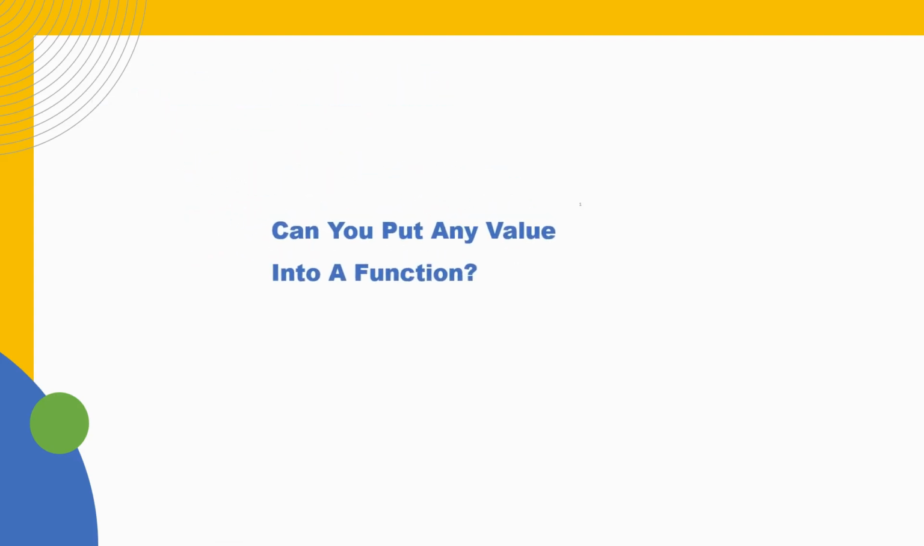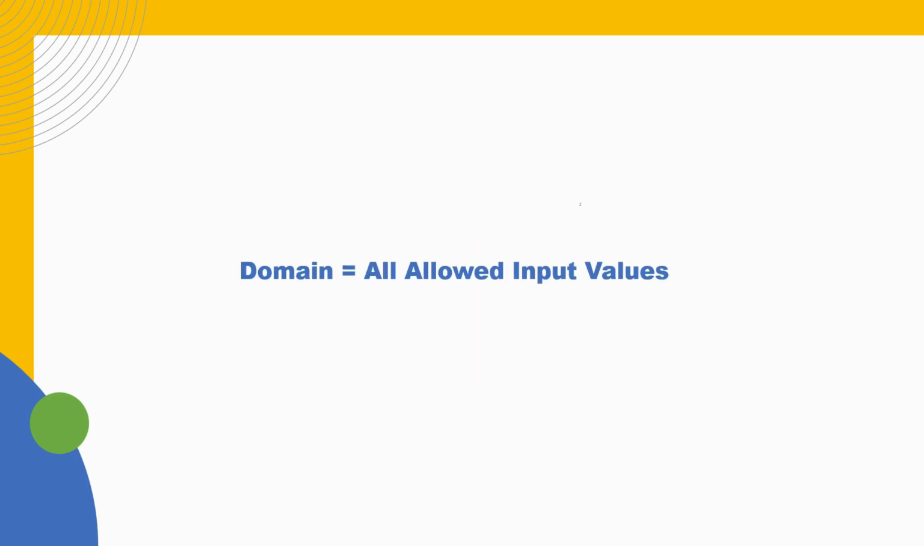Can you really put any value into a function? Try 0 or a negative number. Sometimes the function breaks, so how do we know what's allowed? Domain simply means all the values you are allowed to put into a function.